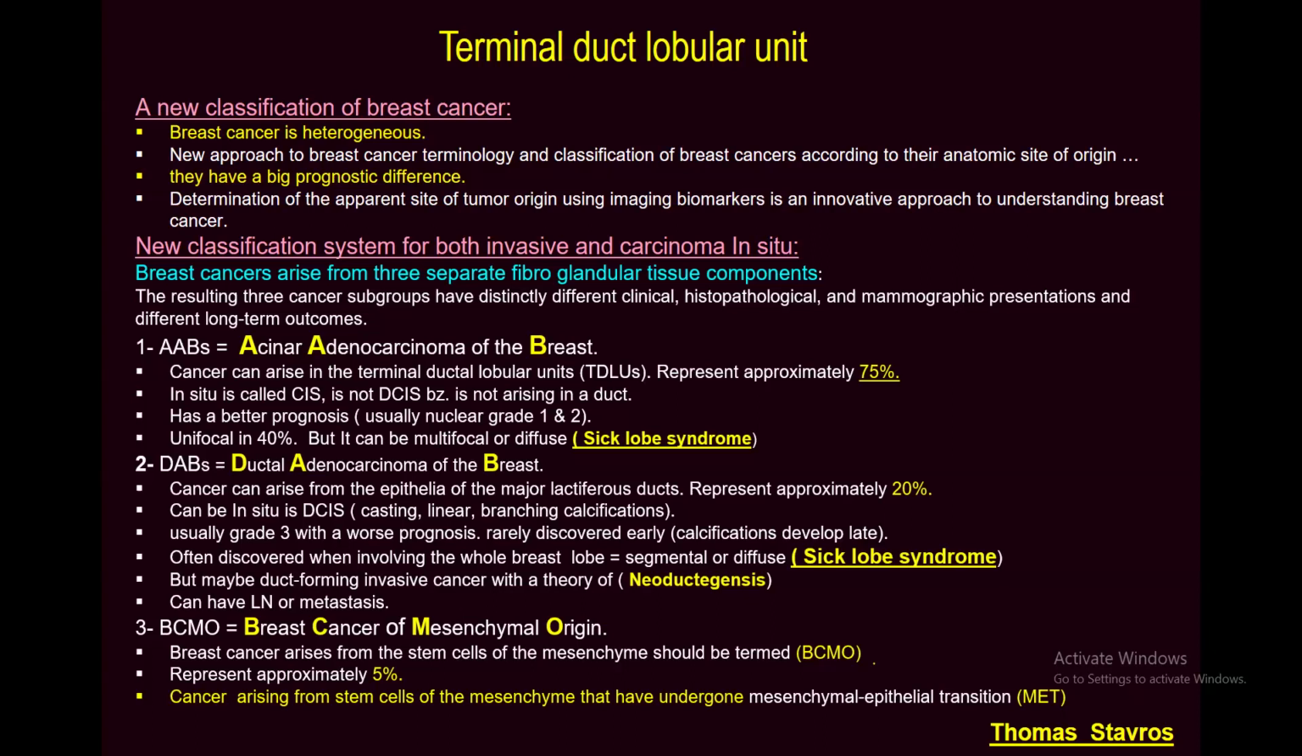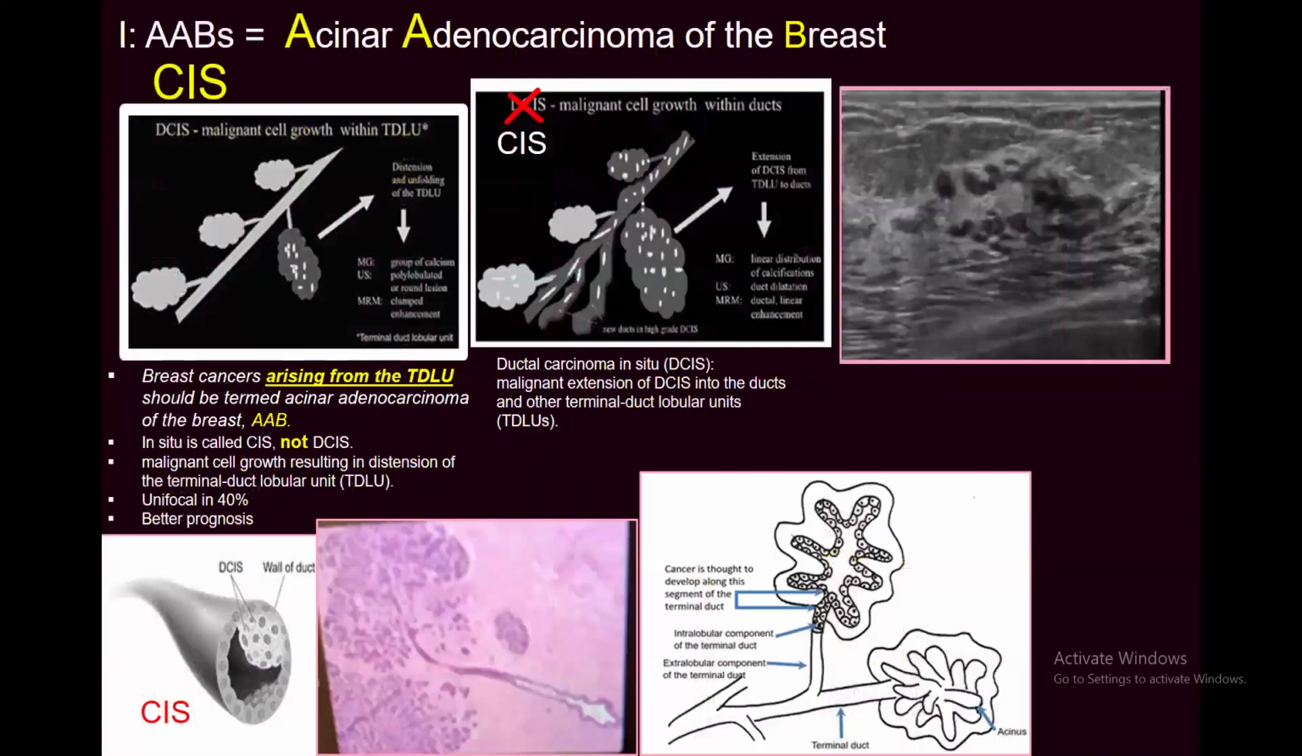The third subgroup of adenocarcinoma is breast cancer arising from the stem cells in the mesenchyme, okay? The term is breast cancer of mesenchymal origin, BCOM. And this represents about 5 to 8%, due to transition or transformation of the stem cells in the mesenchyme into epithelial cells, resulting in a cancer.